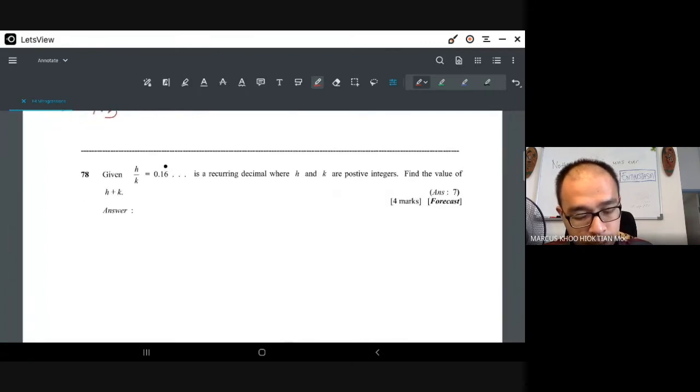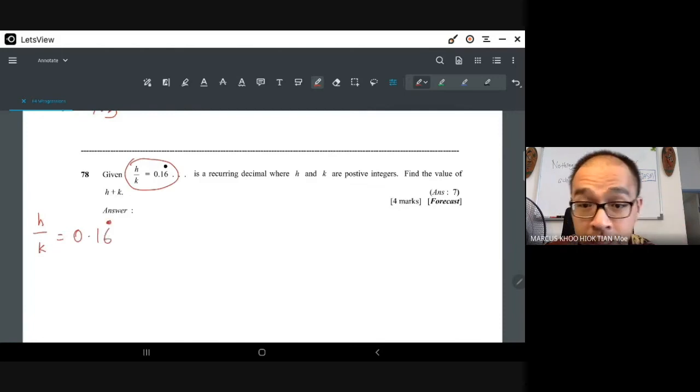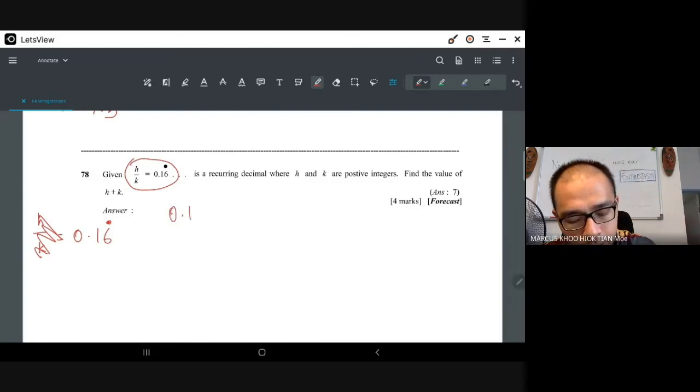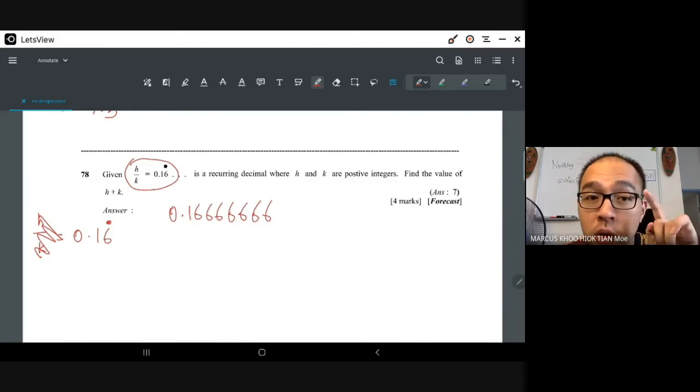So let's do this. They say that h over k equals 0.16, and the dot now is only above the 6. So let's not worry about this h over k first. This 0.16 dot, what does this mean? What is the repeated number? Is it 1616 1616 1616, or is it 666666? The answer will be 0.166666. So it's the 6 that is repeating, because the dot is only above the 6. So be very careful with this.